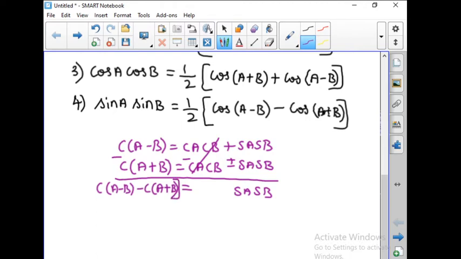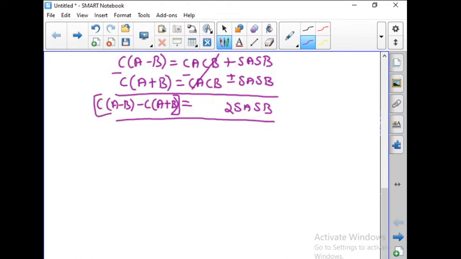So we have 2 sin a sin b equal to, we have to subtract a minus b with a plus b. So be clear that the fourth formula will be like this. Okay. Now let us go to the next formula, sum to product.